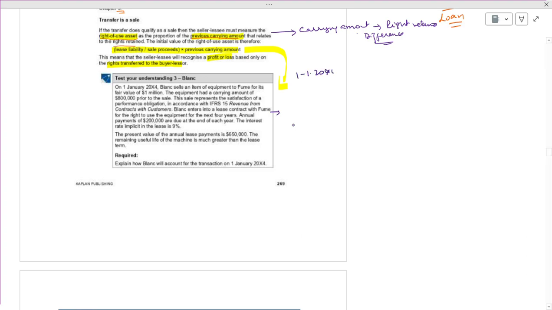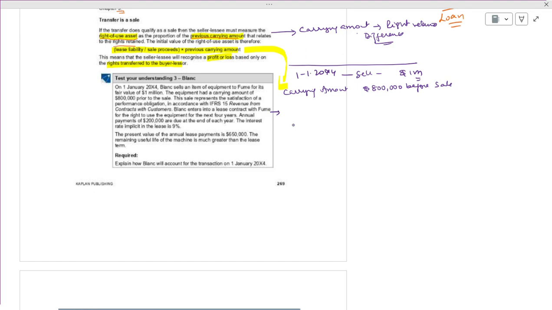1/1/2004. Blank sells an item of equipment to Fume for the fair value. They are selling for 1 million. The equipment has a carrying amount of 800,000 before sale. The sale represents the satisfaction of a performance obligation as per IFRS 15.